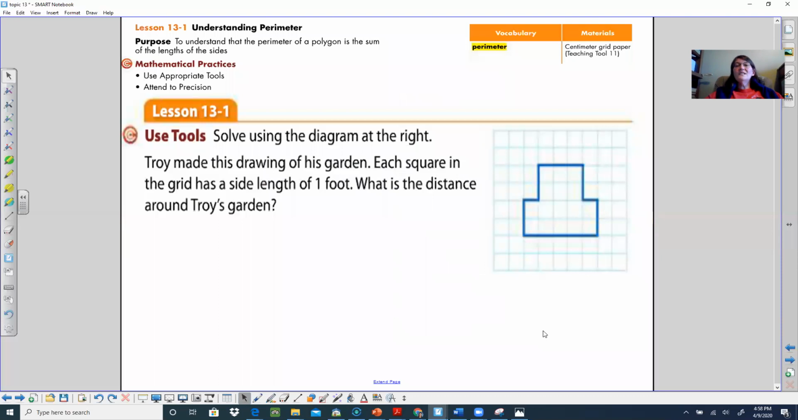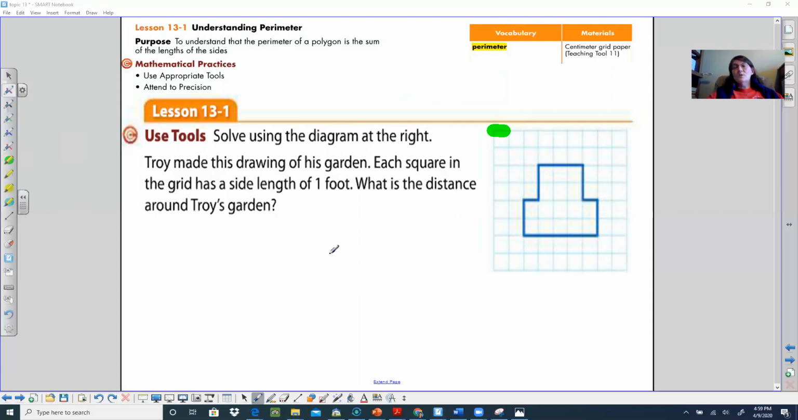Okay, so our problem of the day, our vocab word is perimeter. I want you all to say perimeter. And now think perimeter is around. And if you want to sing a little song to yourself, you are welcome to. So we have this diagram at the right here. Troy made this drawing of his garden. Each square in the grid has a length of 1 foot. So what that is saying is each one of these little chunks is 1 foot. So we can count our distance around this shape.